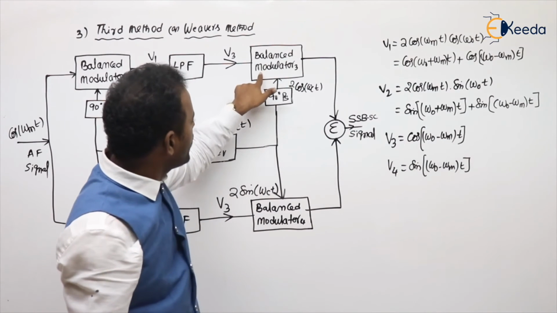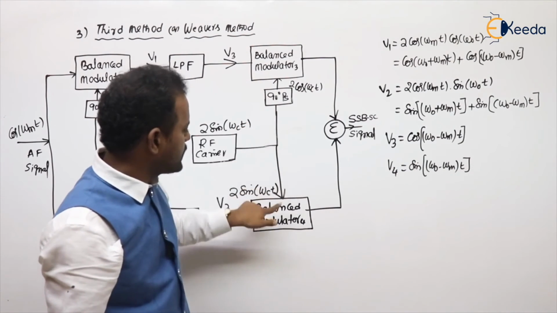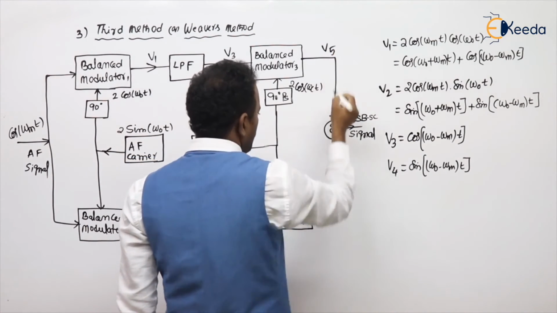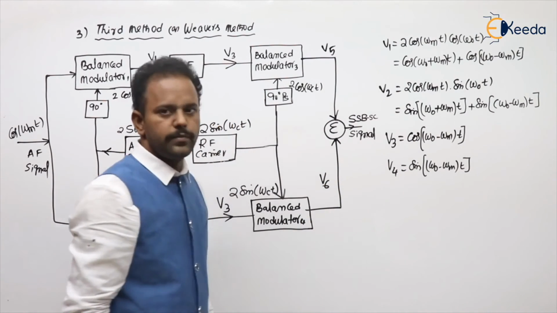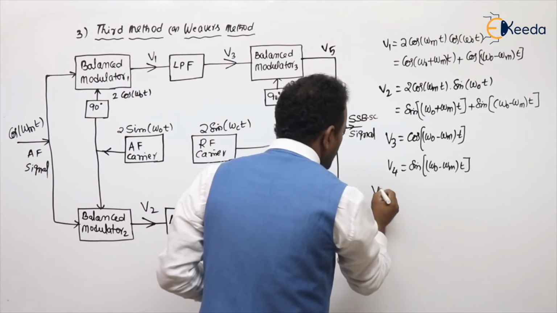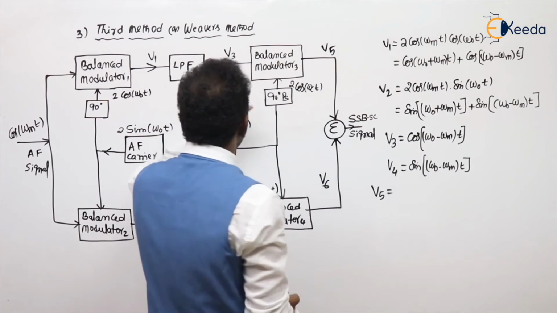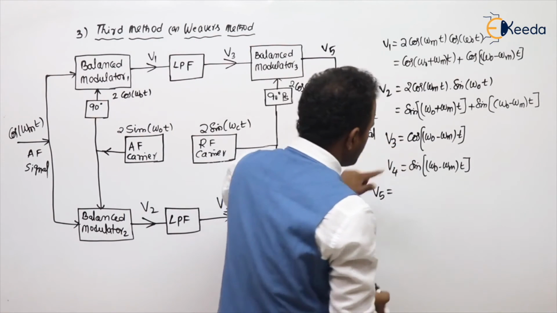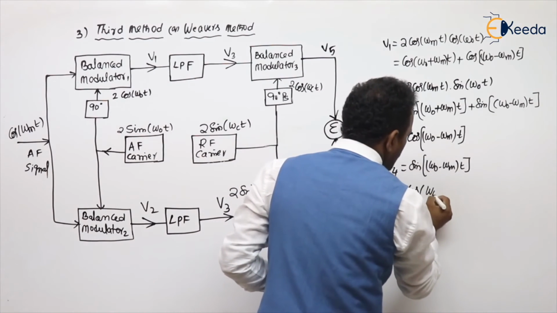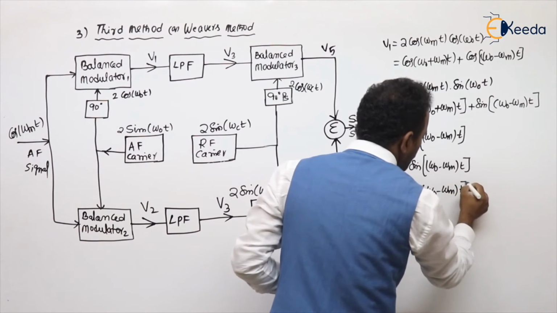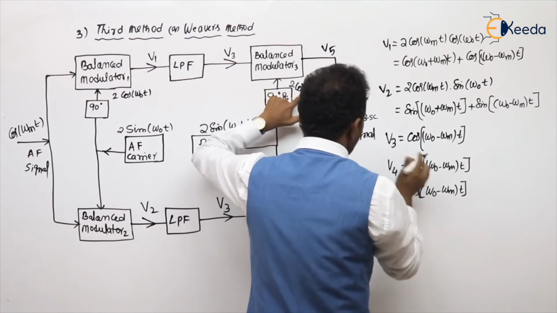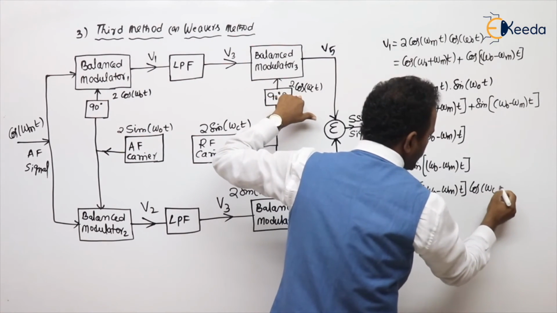Now these are given to the next level of balanced modulators. Let's take the value here as V5, and here what is coming is V6, and we will see the summer output. What is V5, sir? V5 is nothing but V3 into this one. What is V3? Anyhow, I am writing 2 cos(omega naught minus omega m)t, that is V3, and another one is cos omega ct, the RF carrier.